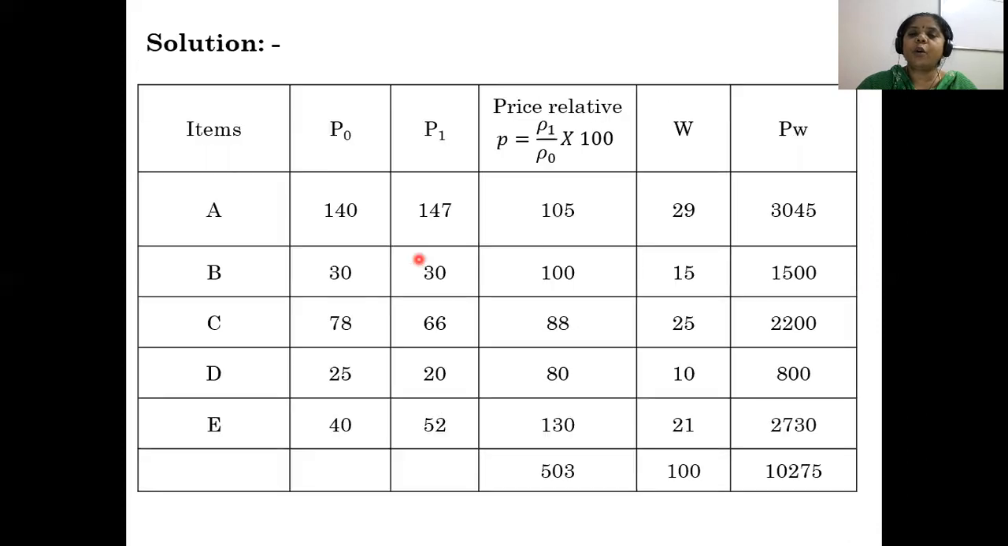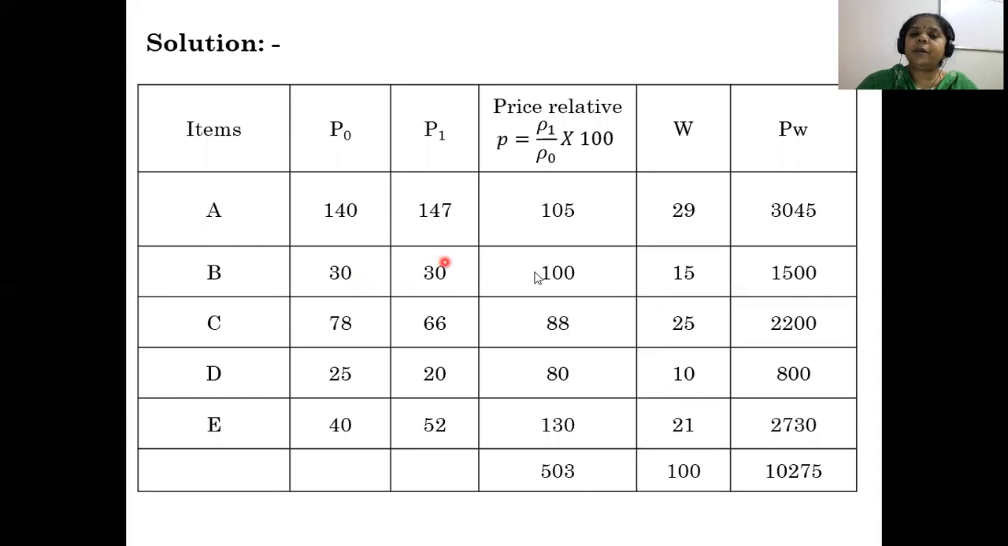So how do you compute the consumer price index? Items, P0 and P1 are given in the problem. With the help of P1 and P0, we have to find the price relative. So how to find the price relative? P is equal to P1 by P0 into 100. We get the price relative. 147 divided by 140 into 100, we get 105.